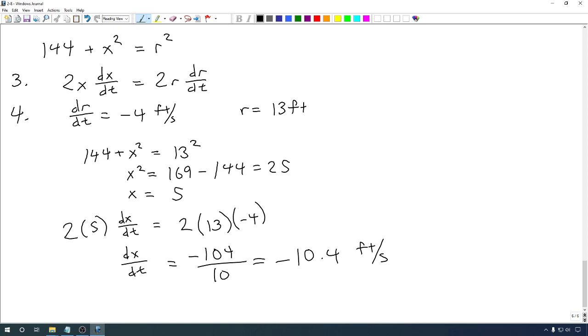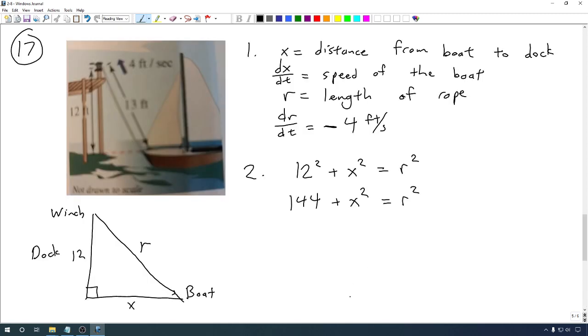We might want to think about what the negative here means. That negative means that this distance from the boat to the dock is getting smaller. It's decreasing. We're getting closer and closer to the dock as the rope is getting shorter and shorter. So at the time when that rope is 13 feet long, we're actually 5 feet from the dock. We're moving towards the dock at 10.4 feet per second, assuming we're on the boat.